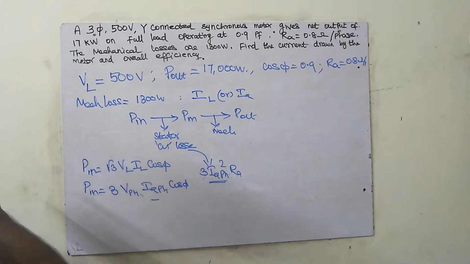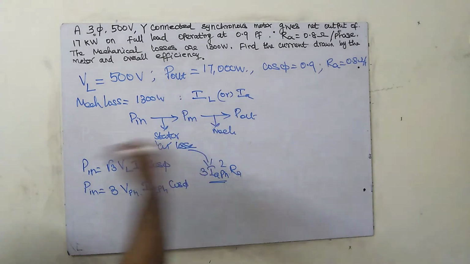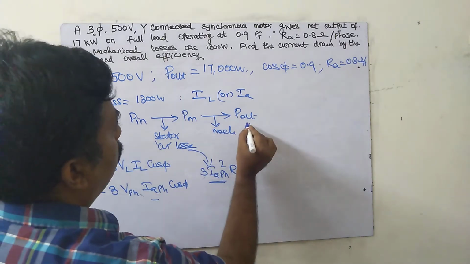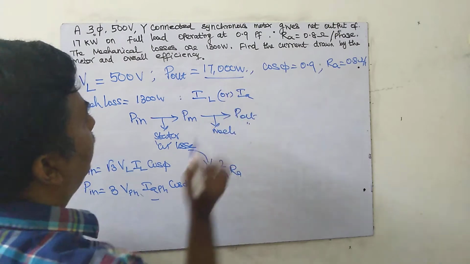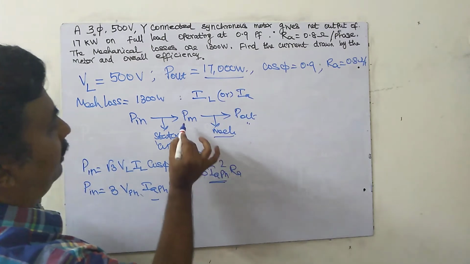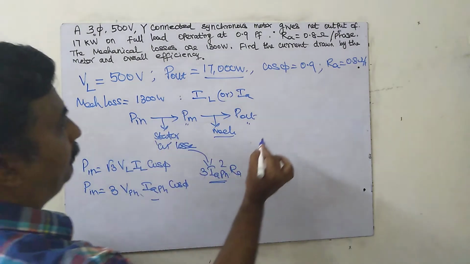So we cannot proceed from this side, we will go from this side. This time P out is known. So what is P out? P out is given as 17,000 and the mechanical losses are given, so we can find PM. So what is PM?